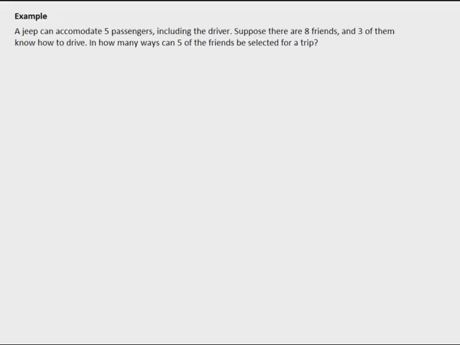Let's go back to the Jeep problem we saw earlier in the permutations class. Let's change the problem to a selections problem. A Jeep can accommodate 5 passengers, including the driver. Suppose there are 8 friends and 3 of them know how to drive. In how many ways can 5 of the friends be selected for a trip? So I need to choose 5 friends out of 8, and only 3 of them know how to drive. So I must pick at least one driver.